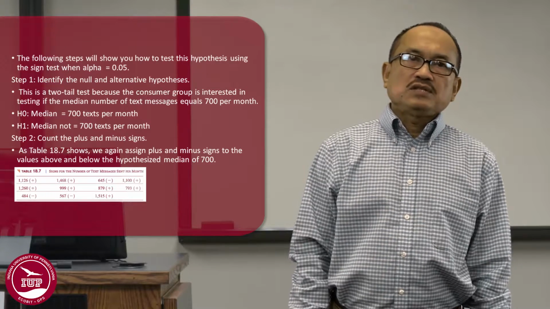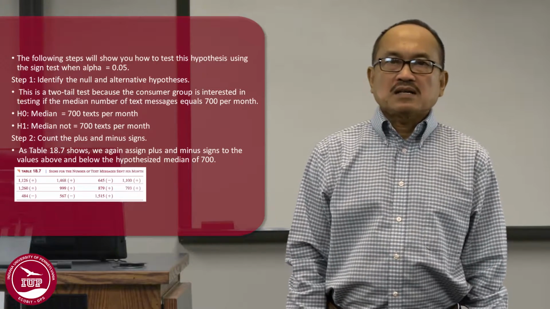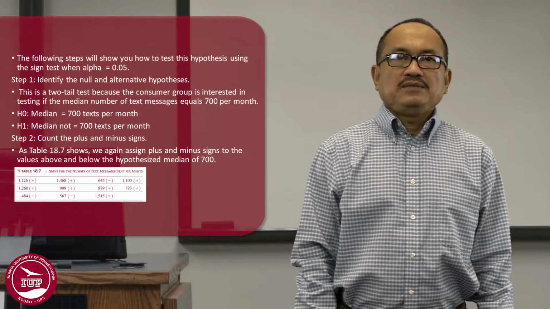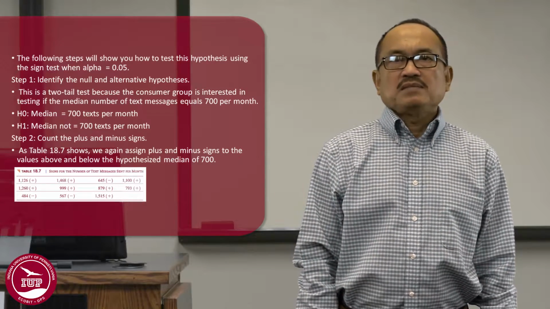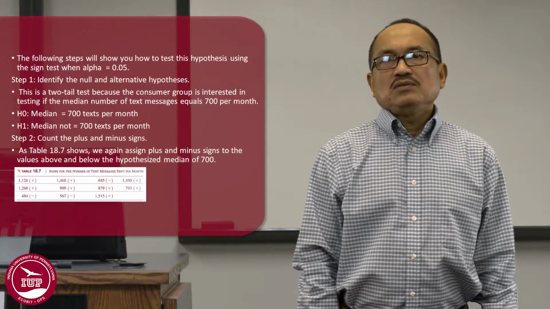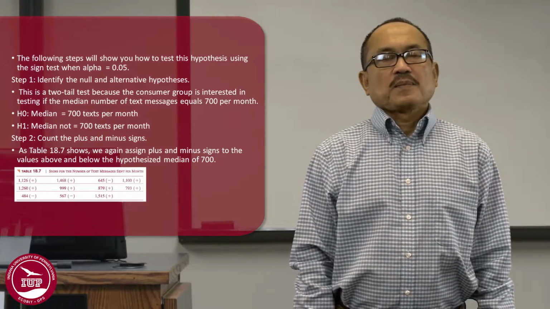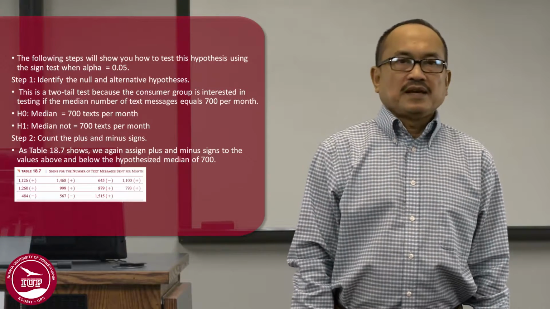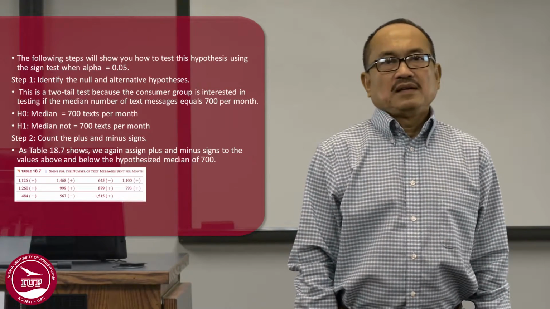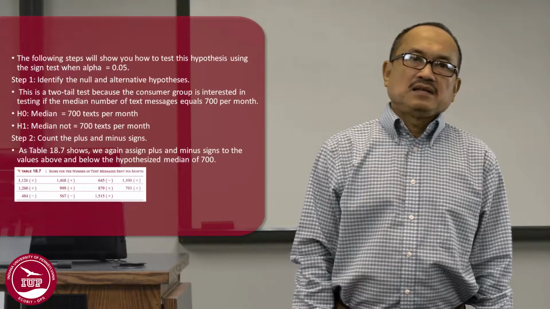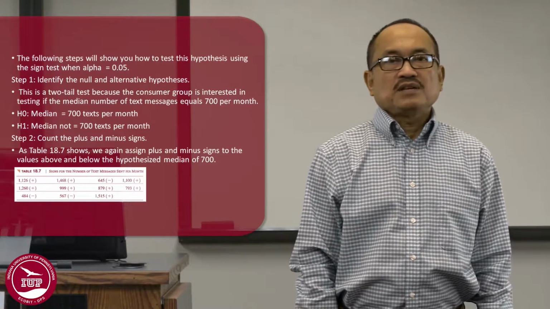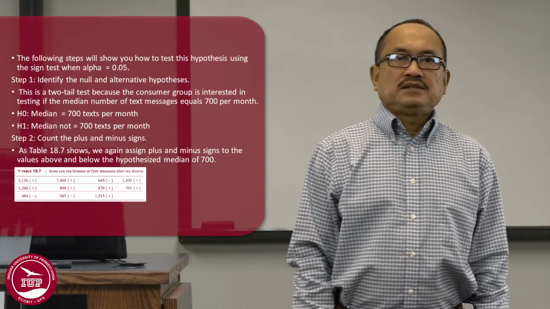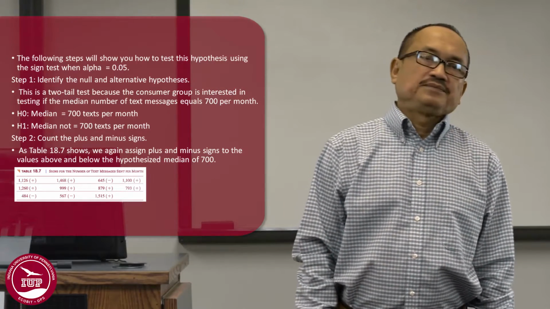This is a two-tailed test because the consumer group is interested in testing if the median number of text messages equals 700 per month. So, null hypothesis, median equals 700 texts per month. Alternative hypothesis, median not equal to 700 texts per month. Step 2. Count the plus and the minus signs.